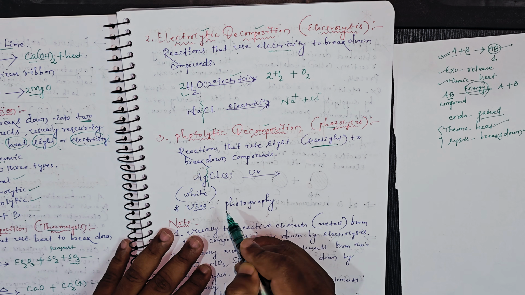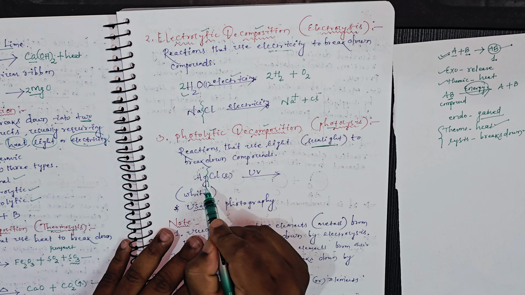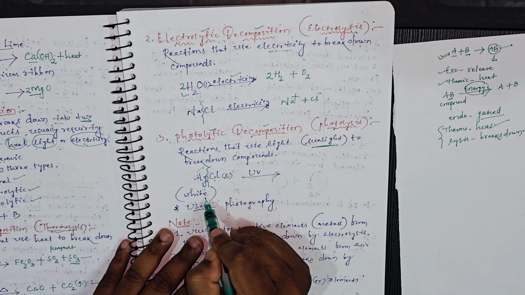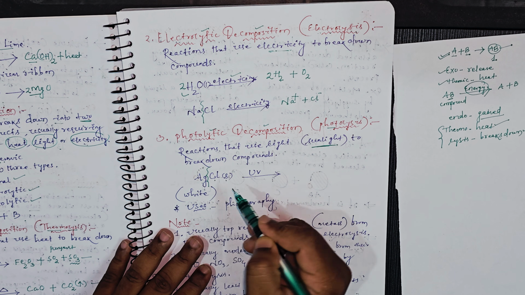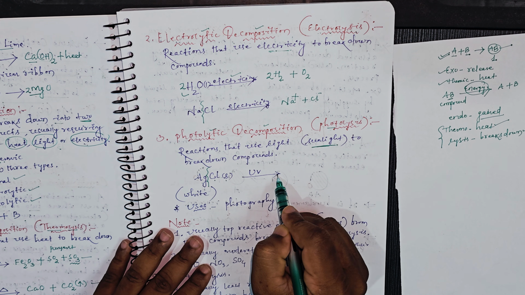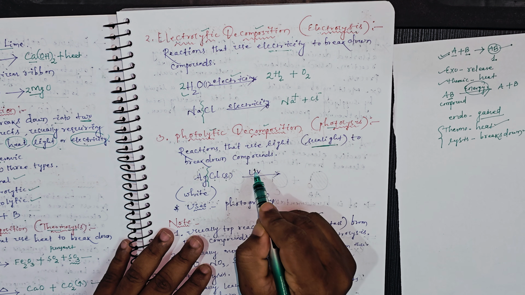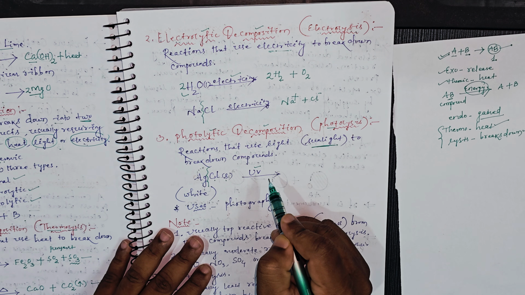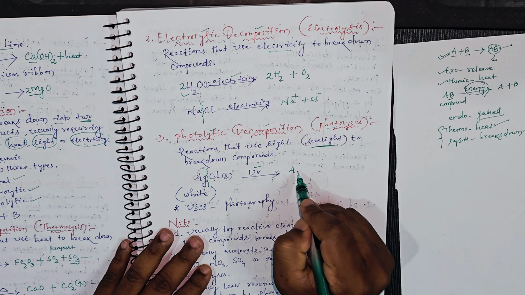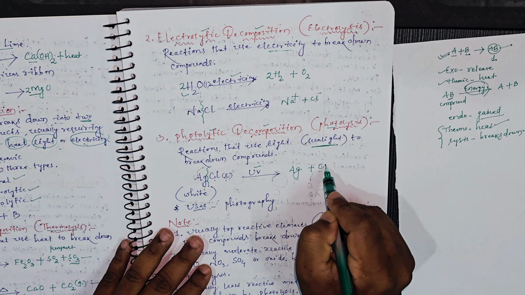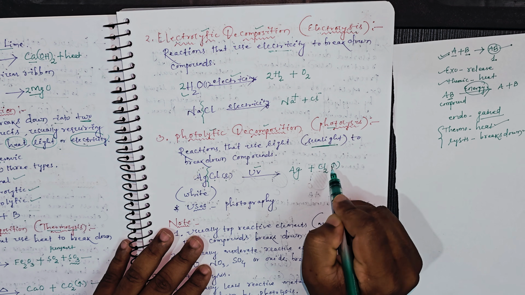And silver is the metal, one of the least reactive metals. And silver chloride, which is actually white in color, and the state basically solid, if you take in the presence of sunlight, in the place of sunlight, you may write UV. UV means ultraviolet, which is actually sunlight. And it will separate into silver plus chlorine. And chlorine will be released in the form of gas.